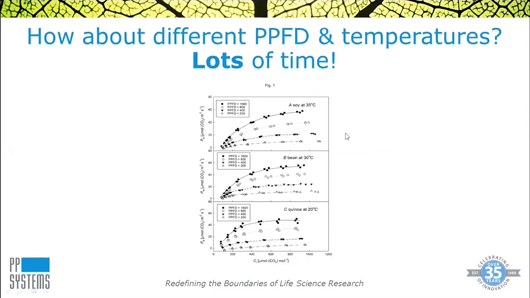So that's one of the main purposes of ACi curves. The problem is that ACi curves differ depending on the light and temperature that you conduct them. This is just an example showing for all 3 of these species that light drastically affects the shape of the ACi curve. And you also see that temperature affects it, because these curves made at 35 Celsius have a much more gradual increase at the top end and a much flatter top end than the curves at 20 degrees. So light and temperature both affect the shape of the ACi curve.